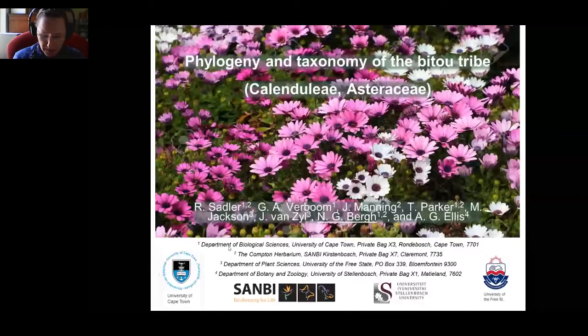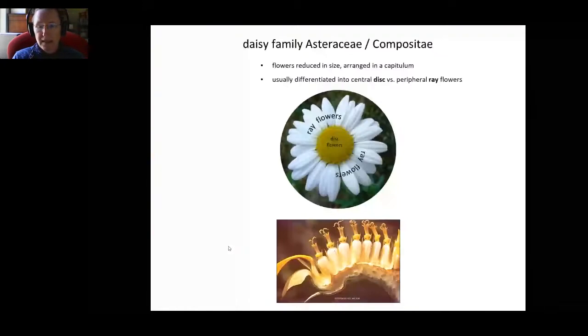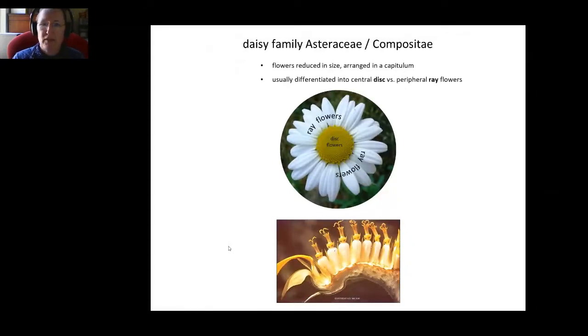I'm going to be talking about taxonomic work on the tribe Calenduleae in the Daisy family. And just to orient you, this family, also known as Asteraceae or Compositae, is a very large family, and all members are characterized by their flowers being reduced in size and arranged in a particular inflorescence called a capitulum. And the flowers are usually differentiated into central disc flowers.